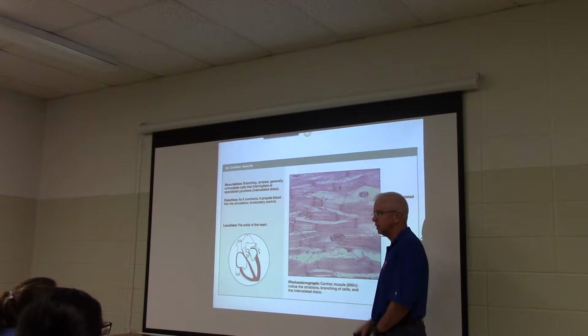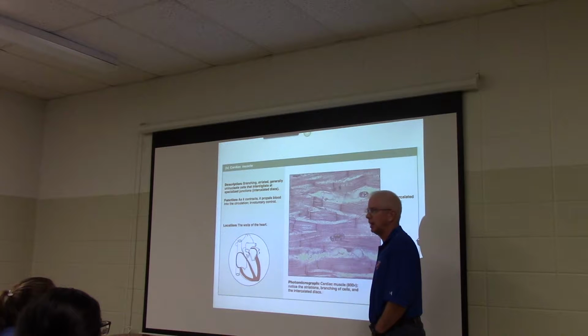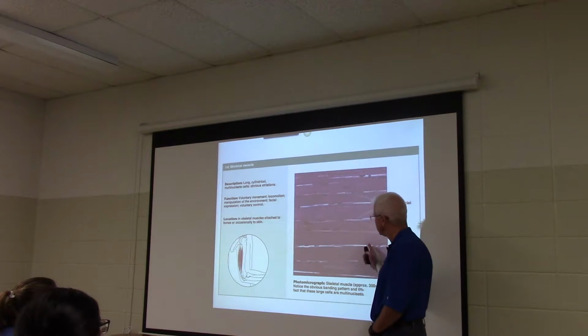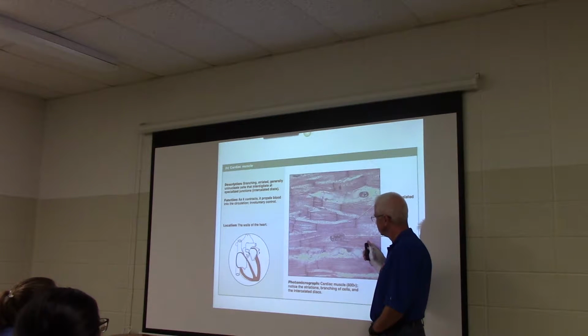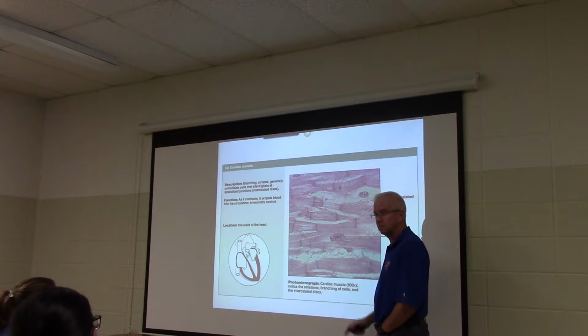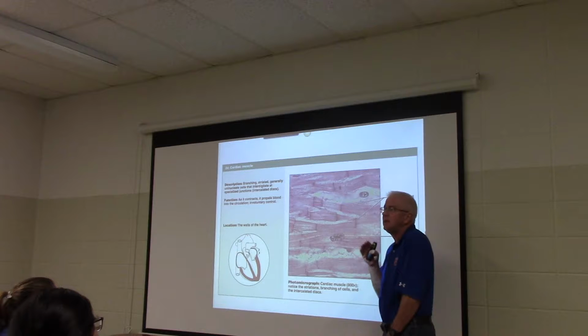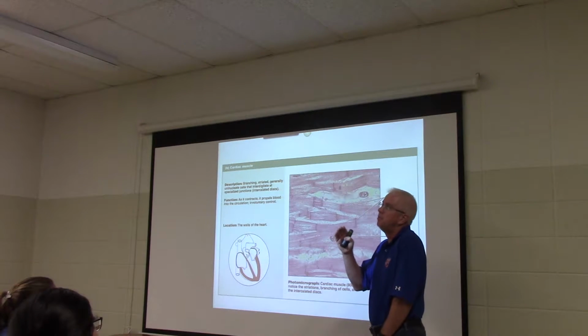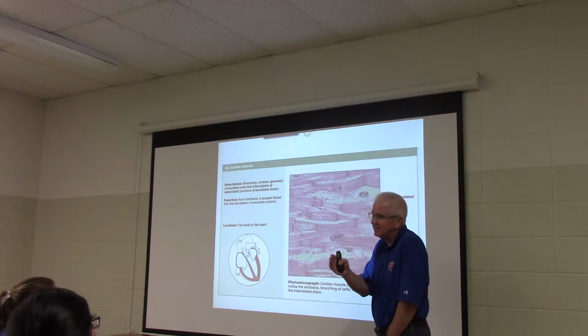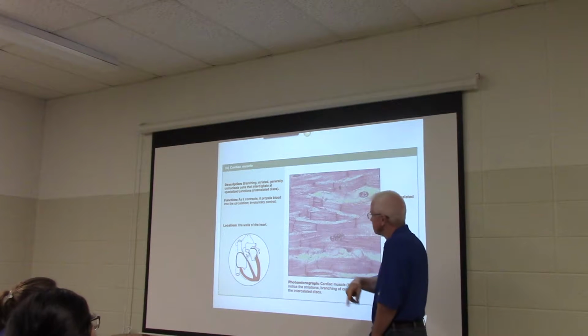What else do you see as a major anatomical difference between skeletal muscle and cardiac muscle? The cardiac muscle has the intercalated discs on it. That's exactly right. That's very good. That is a key observation. That is the observation easiest to use in distinguishing these.